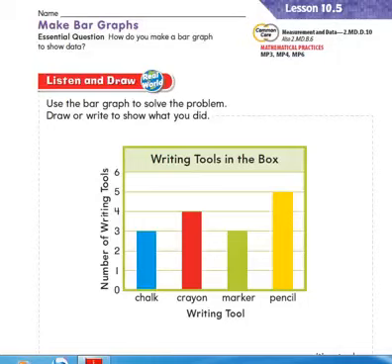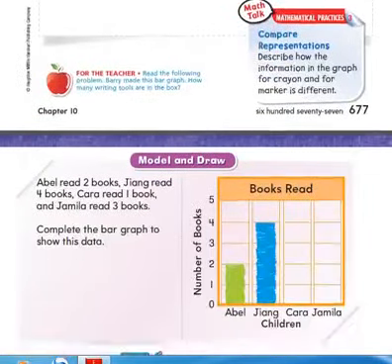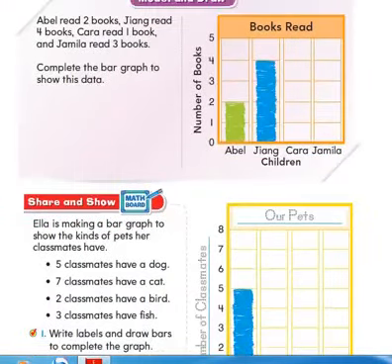So you have to open with me page 678, and here we have a bar graph. In this bar graph, Abel read 2 books and Jayang read 4 books and Kara read 1 book and Jamila read 3 books. So we want to represent these data on our bar graph.